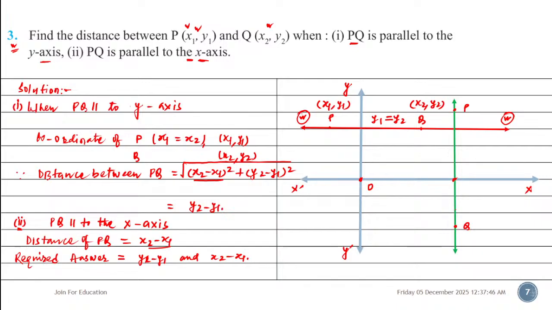When parallel to the y-axis, the abscissa will be the same, x1 equal to x2. This is the abscissa. The abscissa of each point will be the same. When parallel to the x-axis, the ordinate of each point is the same. So there should be no problem understanding the solution of question number 3.